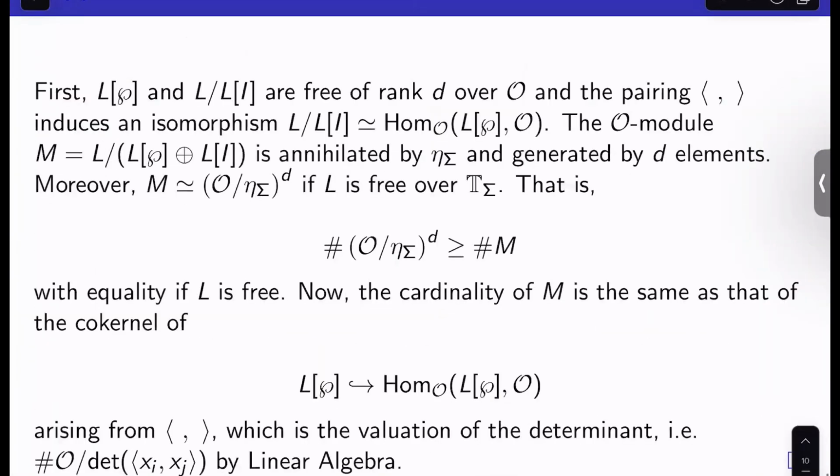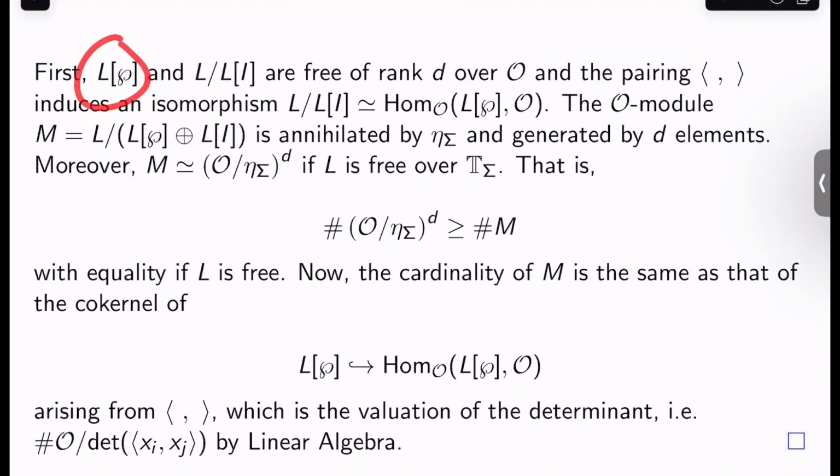Okay, so first we'll notice that L[W_P] and L mod L[I] are free of rank d over O. And the pairing bracket that we introduced earlier induces an isomorphism, actually, L mod L[I] with O homs from L[W_P] to O. The O module M, which is L mod L[W_P] plus L[I], is then certainly annihilated by η_σ and generated by d elements. Moreover, M is isomorphic to O mod η_σ to the d if L is free over T_σ.